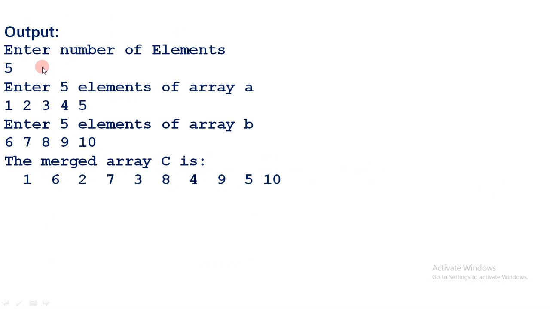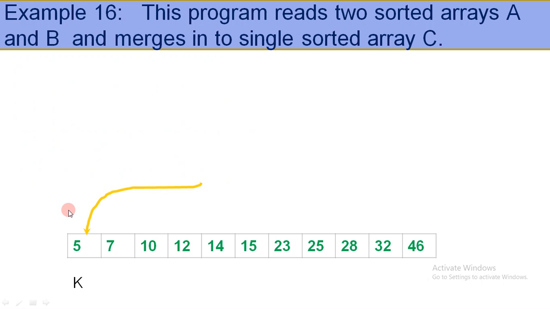And here is an example. After running the program, enter the number of elements 5, enter the 5 elements of array A: 1, 2, 3, 4, 5, enter the 5 elements of array B: 6, 7, 8, 9, 10. Since it is arbitrarily chosen, this is not a sorted array anyway. So C of 0 equal to A of 0, C of 1 equal to B of 0. Like this it goes 1, 6, 2, 7, 3, 8, 4, 9, 5. The elements are alternately drawn from A and B and placed in C.